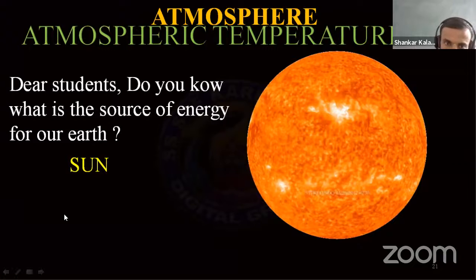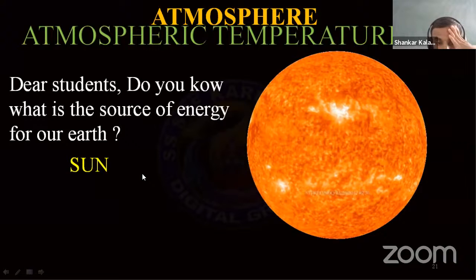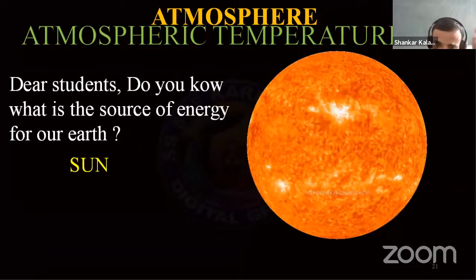Next one. Do you know what is the source of energy for Earth? That is the sun, which you already studied in 6th standard. All the planets are unable to produce their own heat and light. They borrow heat and light from the sun. But the stars are able to produce their own heat and light. All planets and satellites in the solar system borrow heat and light from the sun.